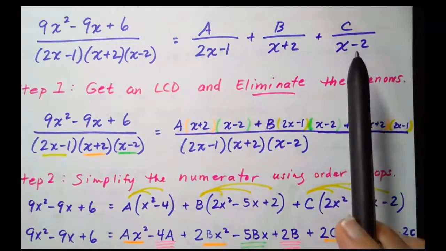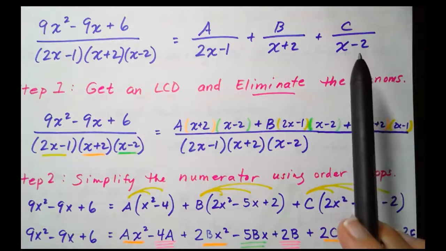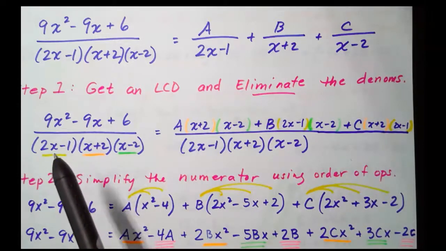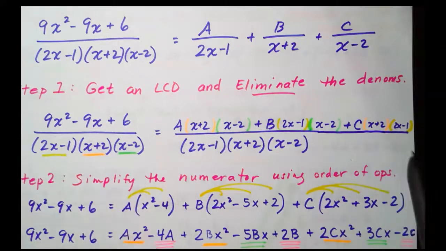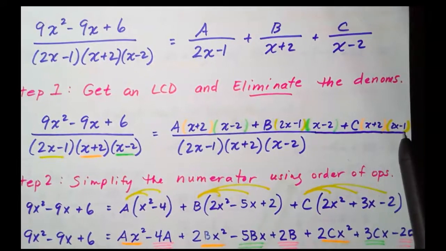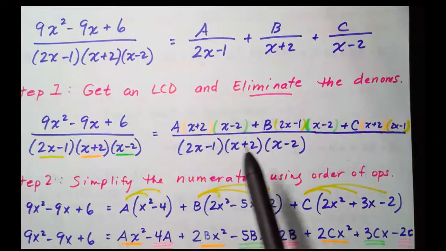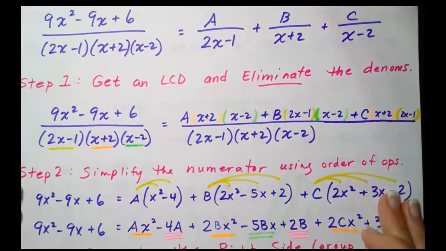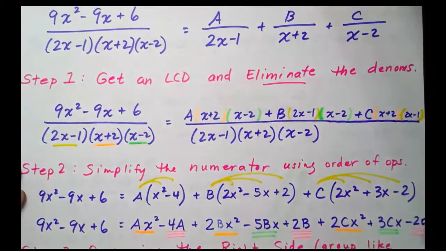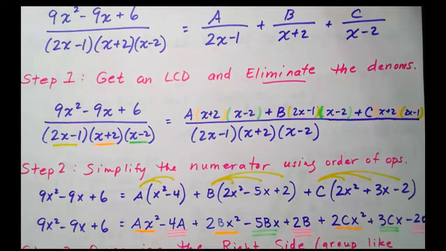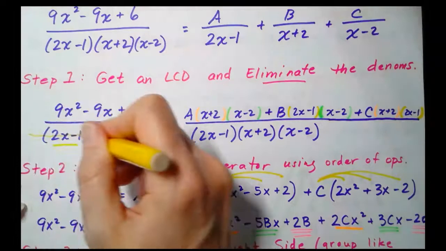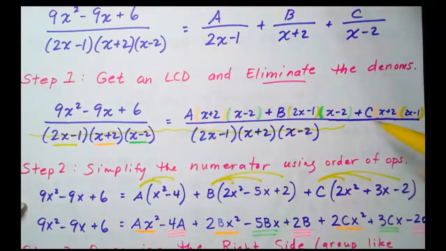Finally, what's the c missing? Well, it's got x minus 2, so it's missing the yellow factor and the orange factor. So we multiply by orange and we multiply by yellow. Now, once we have established the common denominator all the way through the entire problem, guess what? We are now officially done with it. Goodbye, farewell, Felicia.